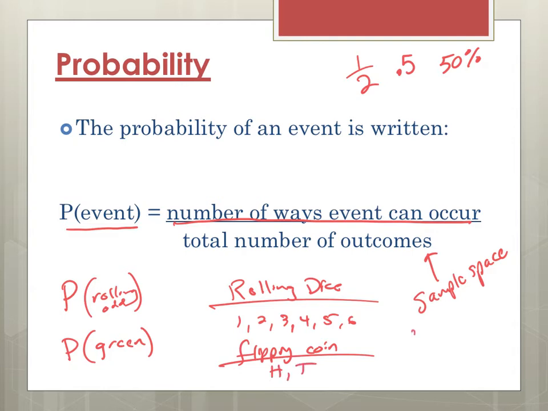But if you are flipping 2 coins, then for the total amount of outcomes, the sample space, you could get both heads, you could get both tails, you could get the first one tails and the second one heads, or the first one heads and the second one tails. So notice you have a total of 4 different ways you can flip 2 coins. That would be your total number of outcomes based off of the sample space.